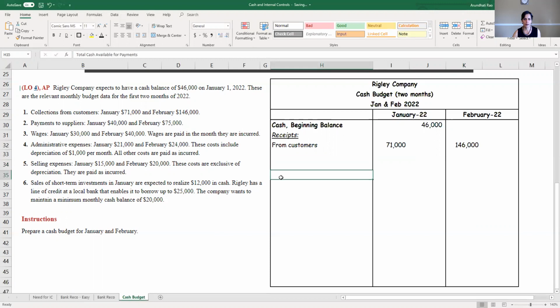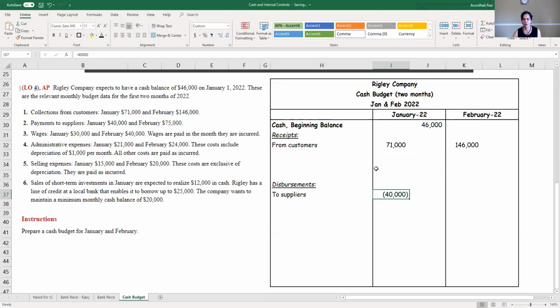I'm going to leave some space and then write disbursements. The second piece of information given is payments to suppliers is $40,000 and $75,000 in the first 2 months. So disbursements to suppliers, I have $40,000 and $75,000. I'm putting these numbers in parentheses. It's not necessary, but I like to do that so that when I'm looking at it visually, it's easier to identify that these are going to be subtractions.